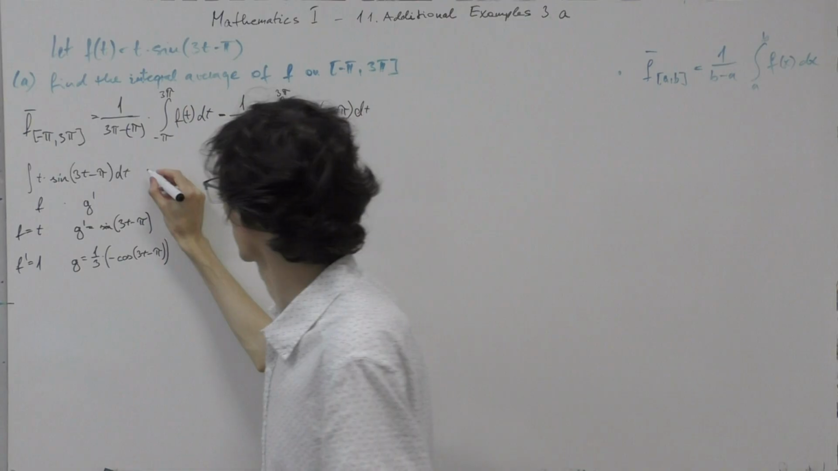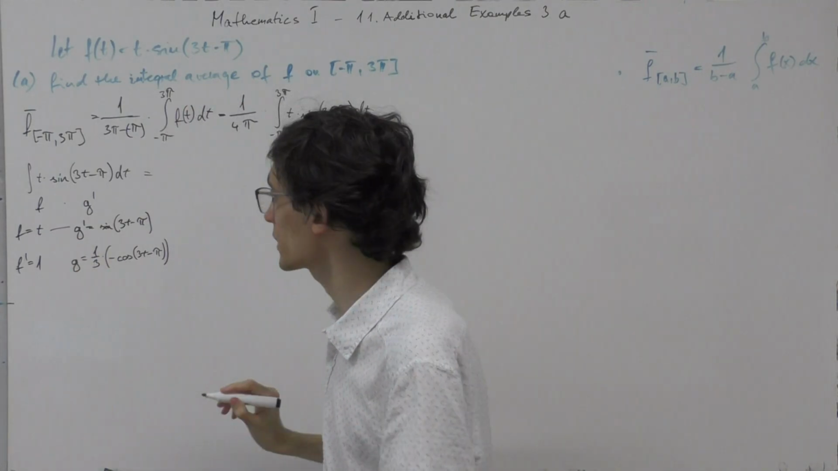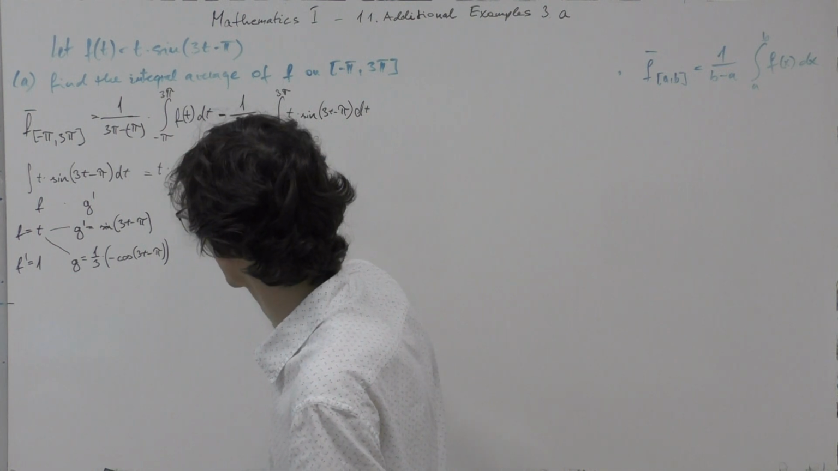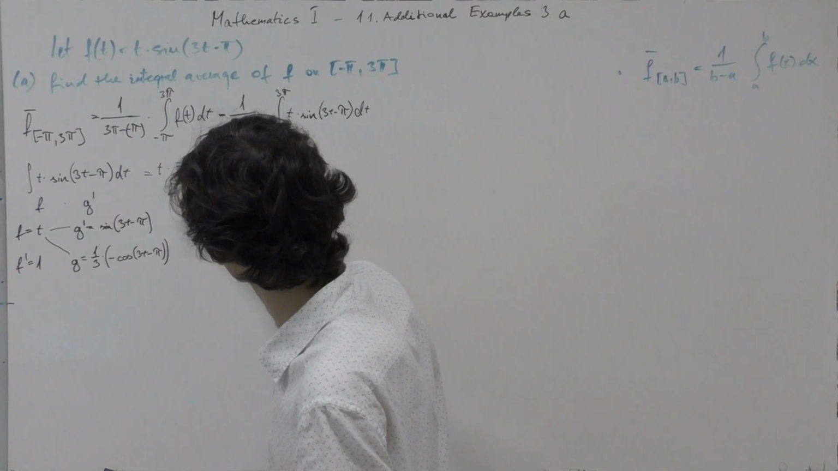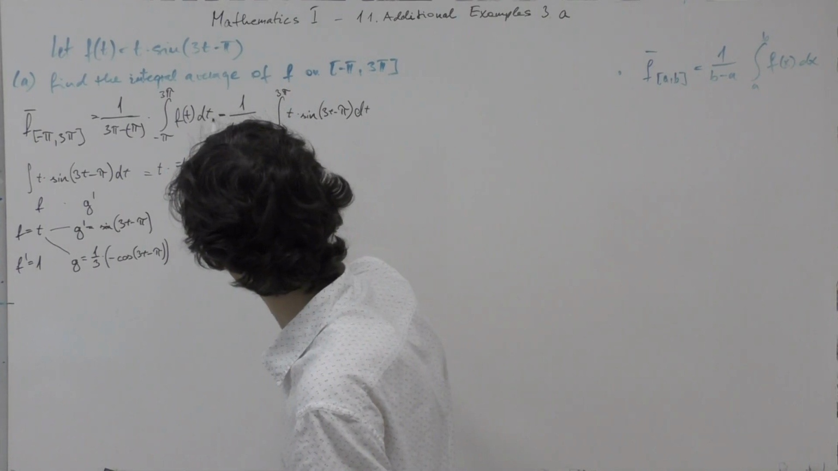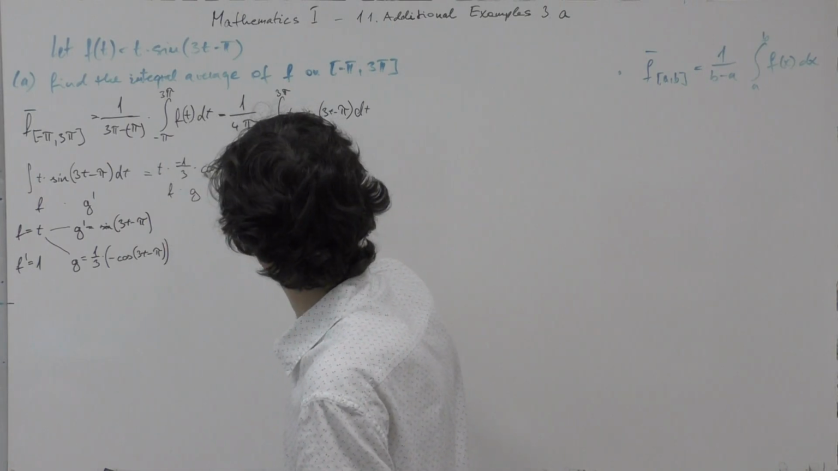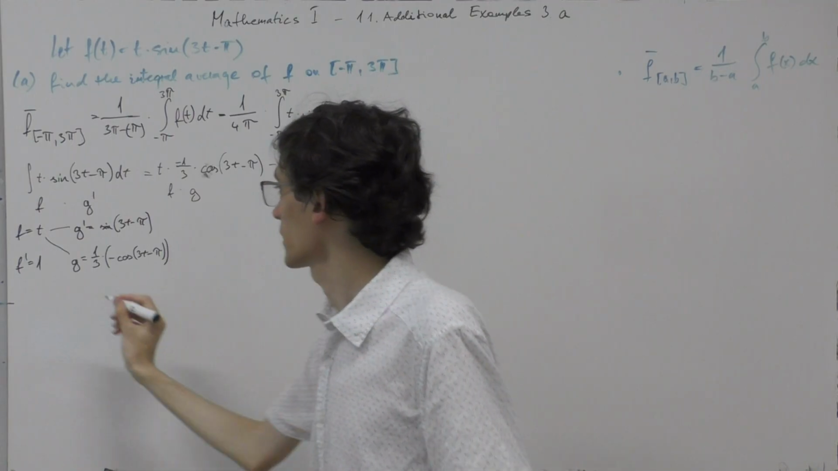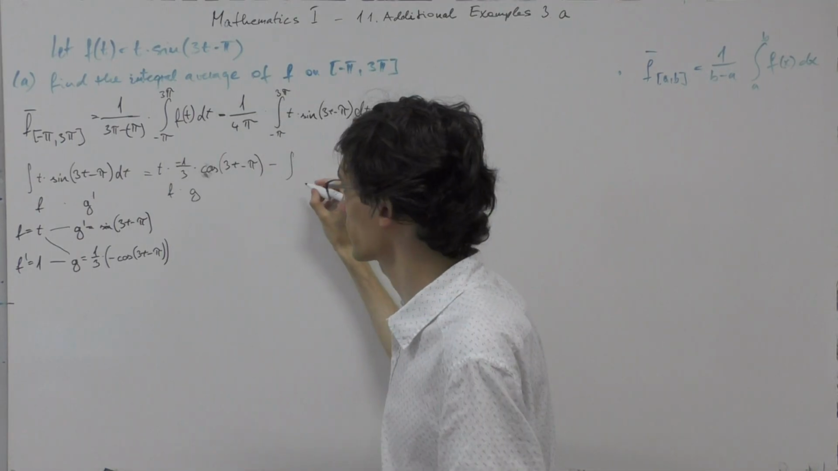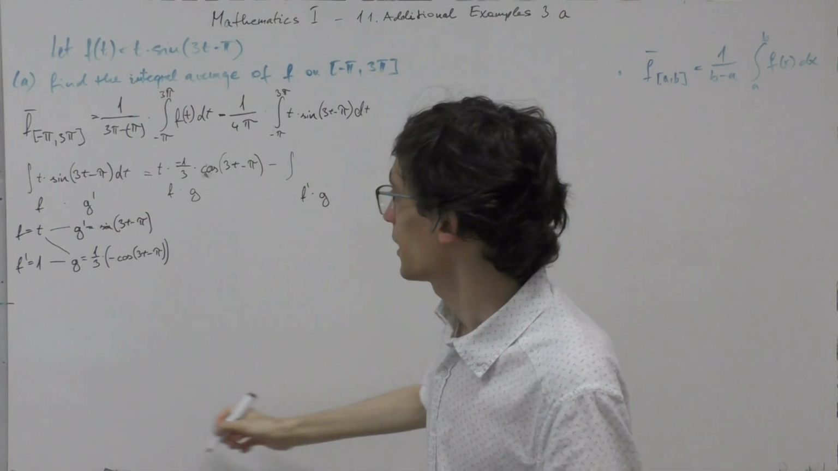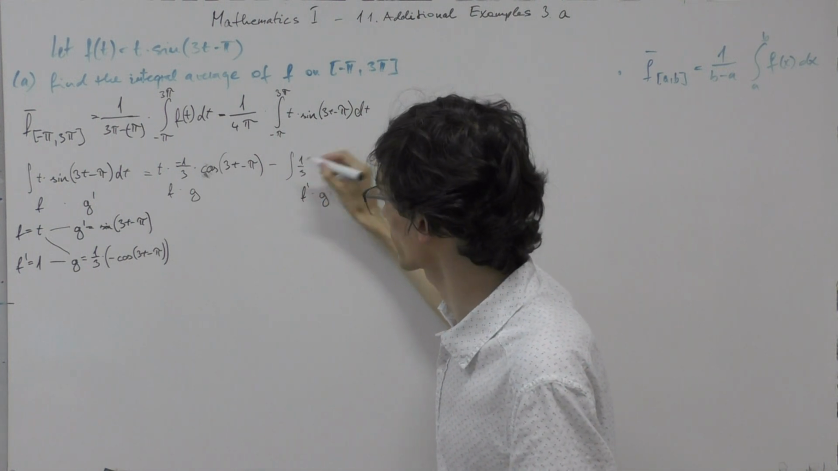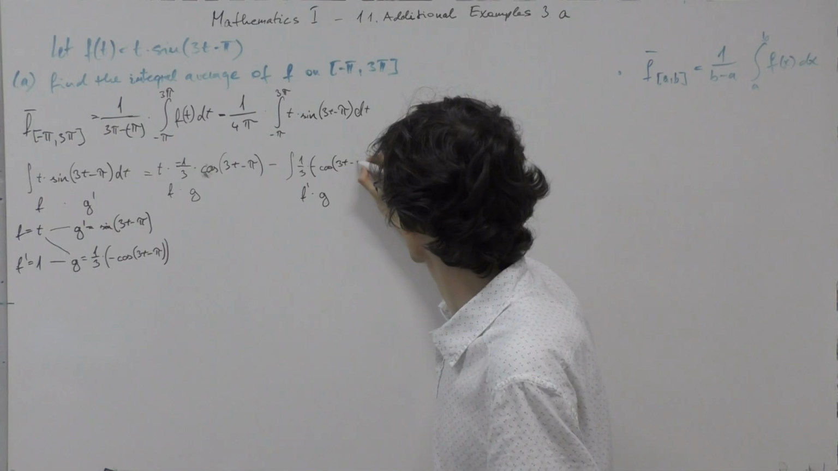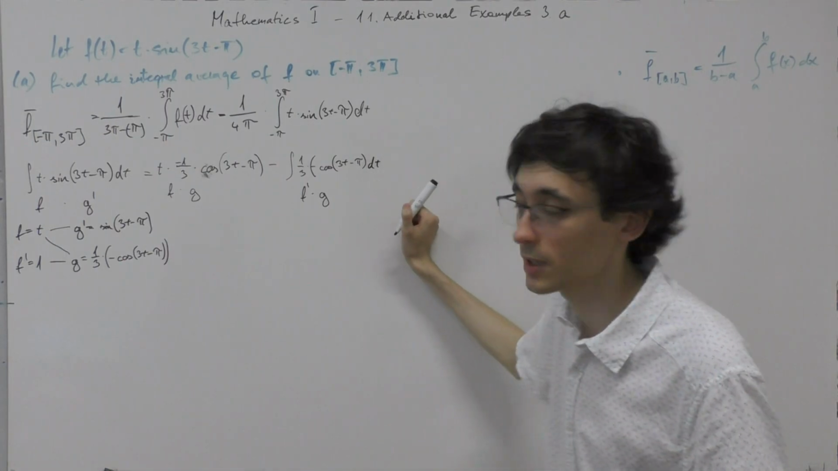And now we do the partial integration. We already have this product here, so we need this product f times g, so t times negative 1 over 3 times the cosine of 3t minus pi, and then we must subtract the indefinite integral of the product of these two functions, so f prime times g, so we have 1 times 1 over 3 times negative cosine 3t minus pi dt here.